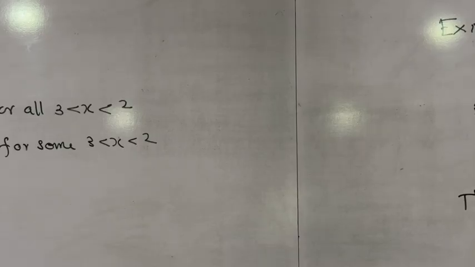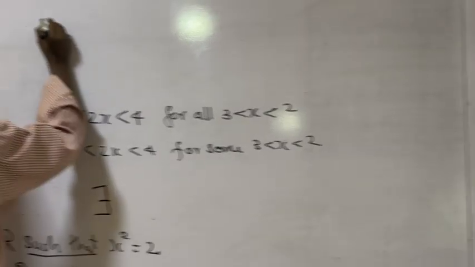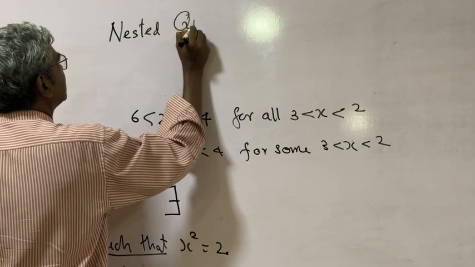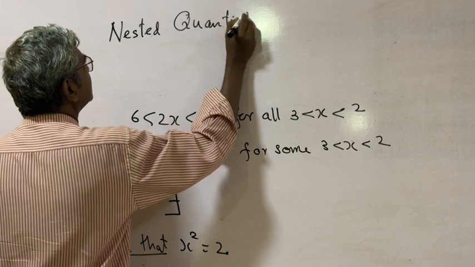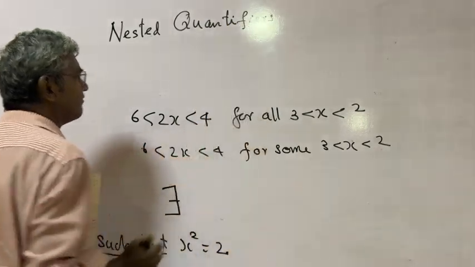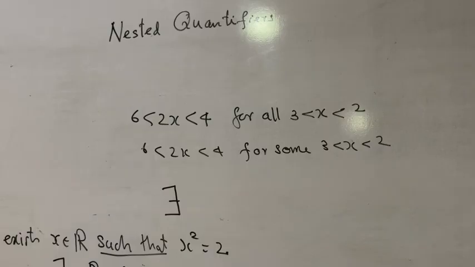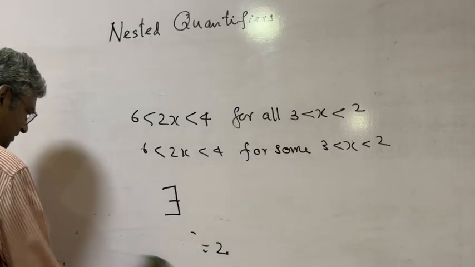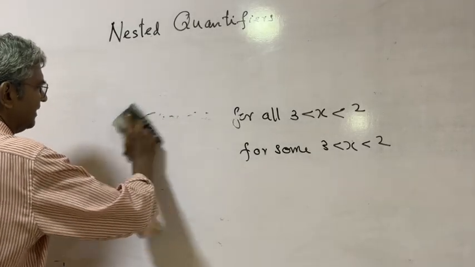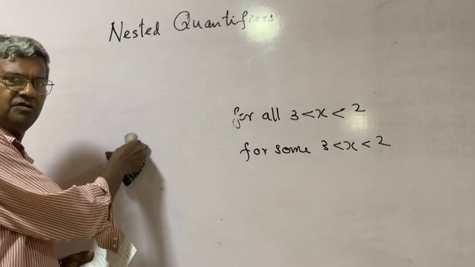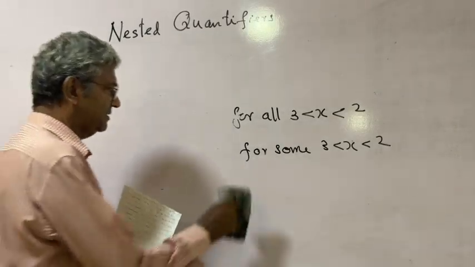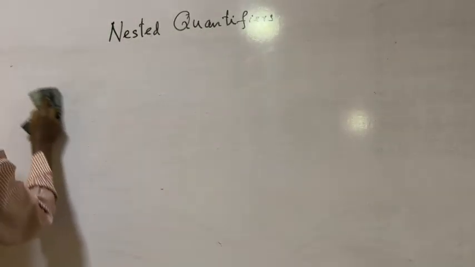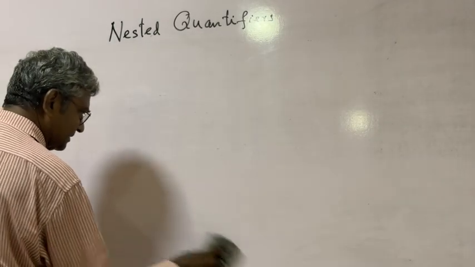Now, we are going to talk about nested quantifiers. Nested means you understand to nest. Nested quantifiers means you have in a statement more than one quantifier. First one is outside, other ones are inside. They are nested. When you have more than one quantifier, things get complicated.